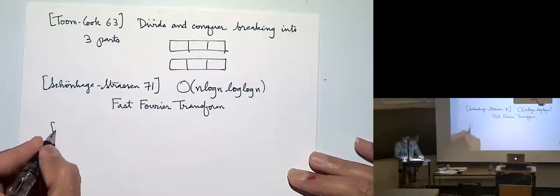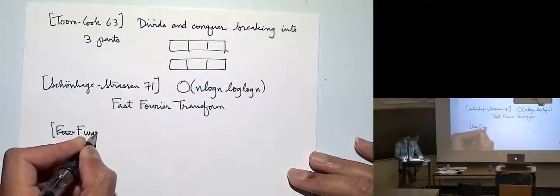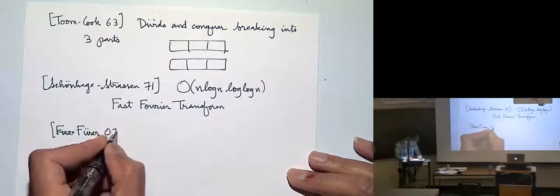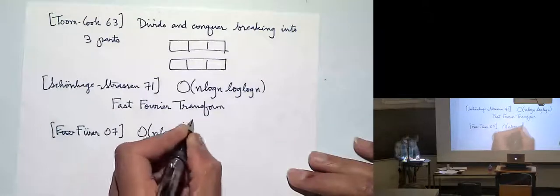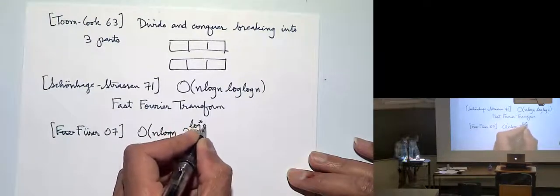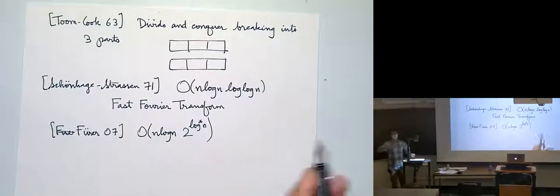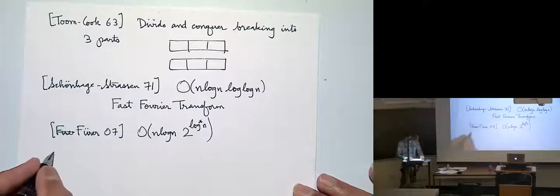This was the state of the art until Fürer, which came out when I was a grad student. This was a pretty big deal when it came out, where he got something better than n log n. He gets something with 2 to the log star n. I don't want to get into what this is, but it's some improvement. For this, there's a lot of math involved.